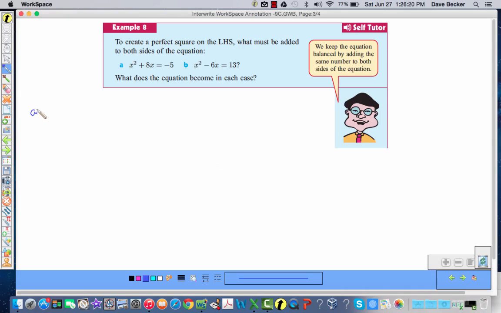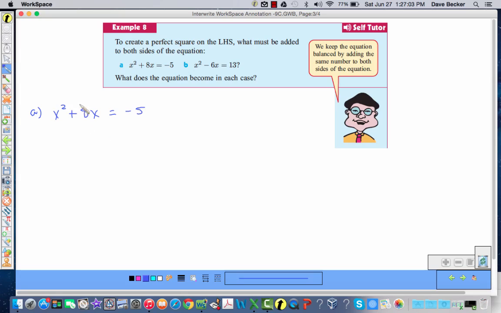So for A, we're being asked to complete the square. I'm just going to go straight to what does the equation become in each case. We're just going to complete the square. So we have x squared plus 8x is equal to negative 5. It's very simple in that I need to create a perfect trinomial square on the left-hand side of the equation. In other words, I have x squared plus 8x, so I need to add something, so when it's done, I have a perfect trinomial square.